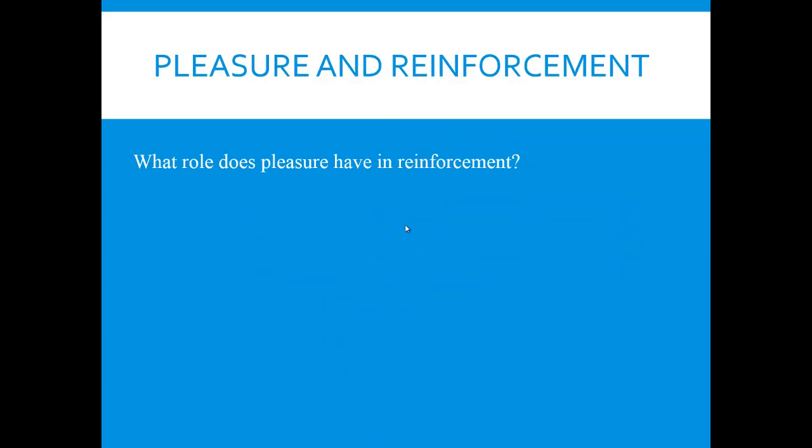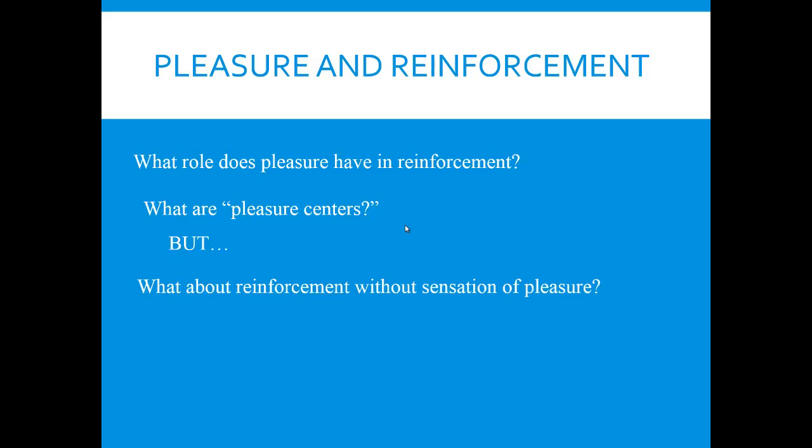Okay, so let's talk a little bit about the role of pleasure in reinforcement. What role does pleasure have in reinforcement? So, of course, if an organism performs an action, and if that results in something pleasurable, then the organism is more likely to repeat that action at some point. Okay? But what I want to make sure you understand here is that pleasure is subjective. What is considered pleasurable to one organism may not be pleasurable to another, and we'll address that again.